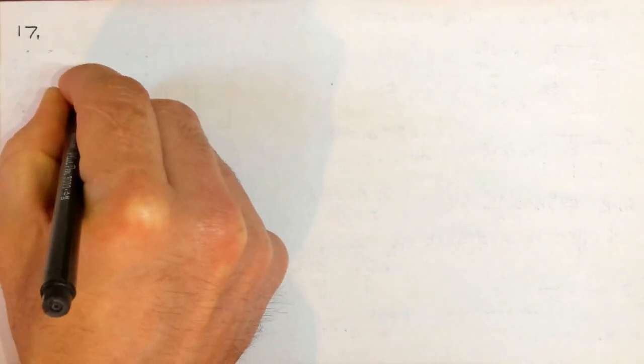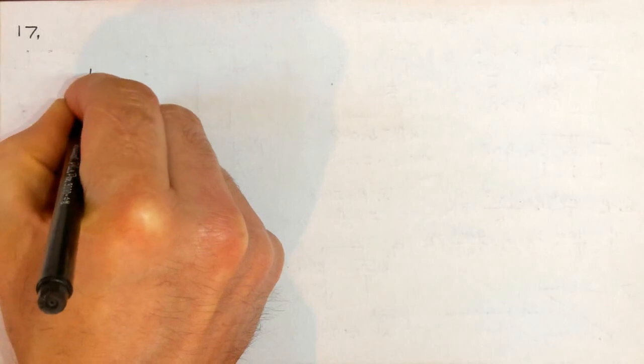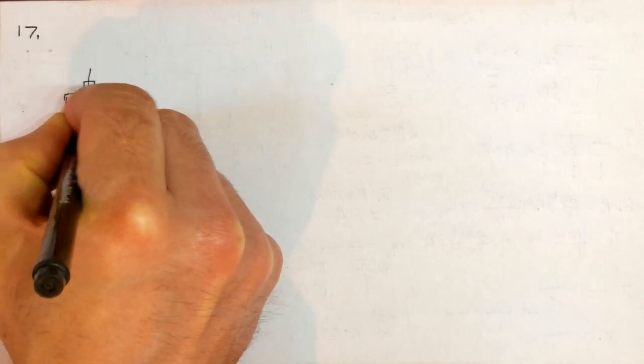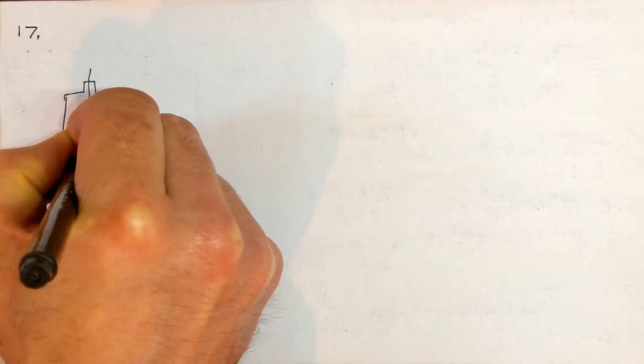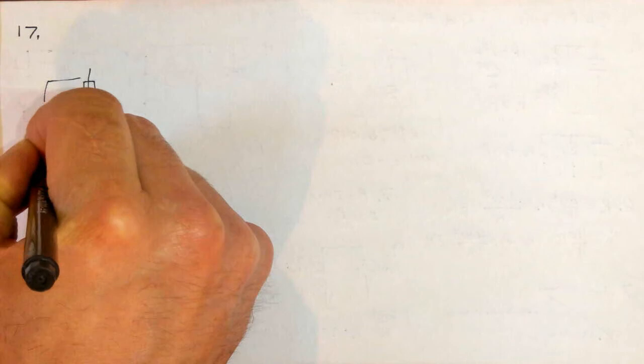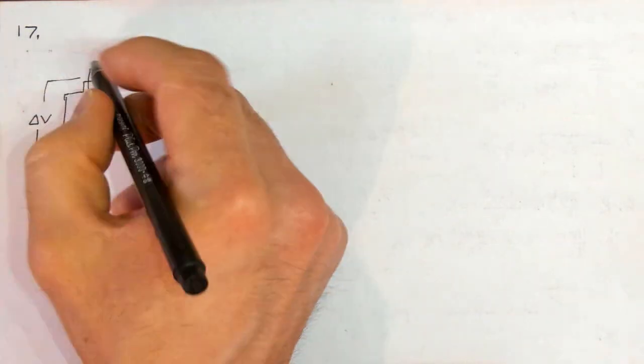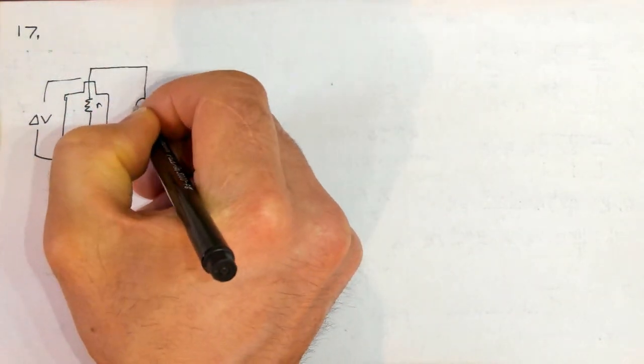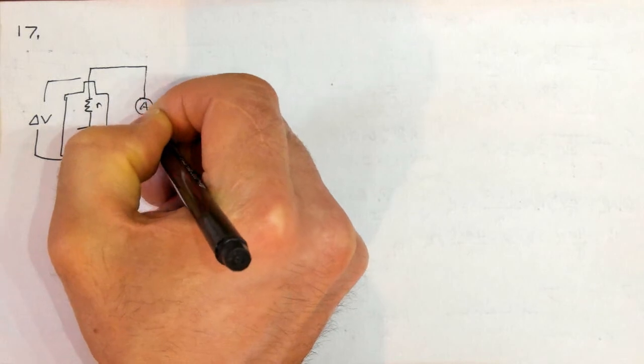Looking at 17, this is practicing with a real battery. We have this real battery, so it's got an internal resistance R and a perfect voltage source, EMF. It's got a terminal voltage connected across the ends. What we're doing is connecting it to an ammeter.